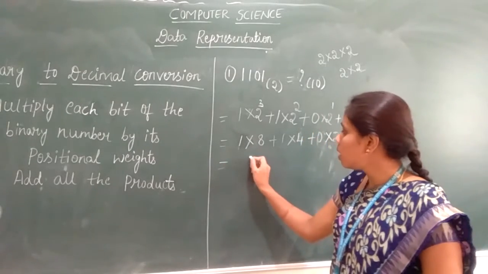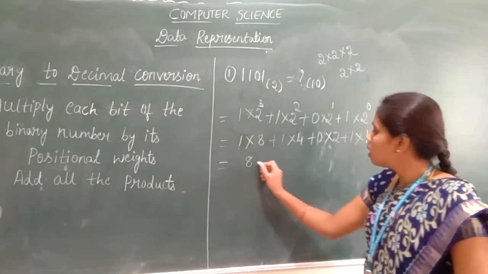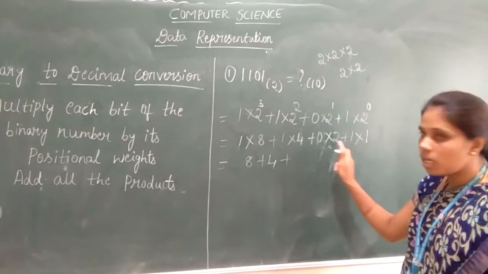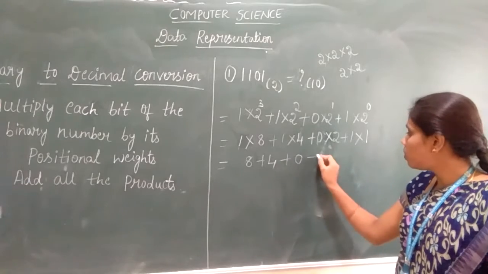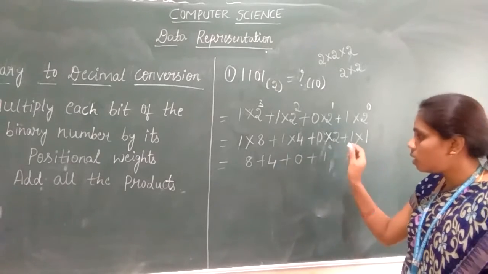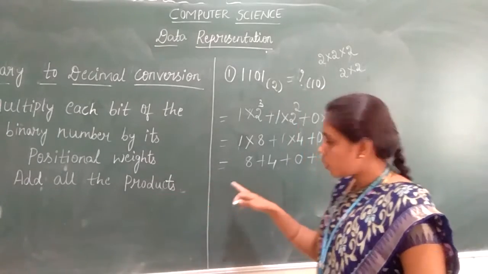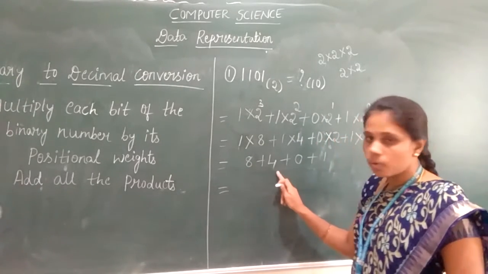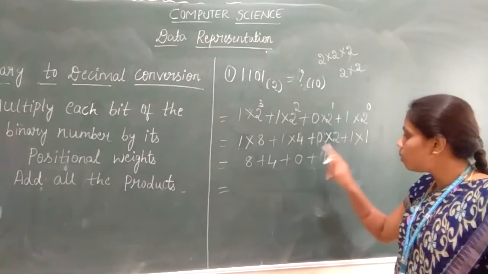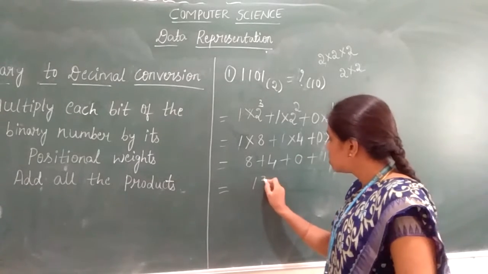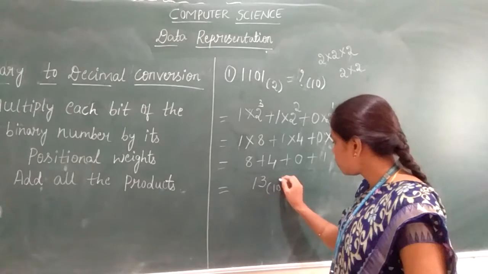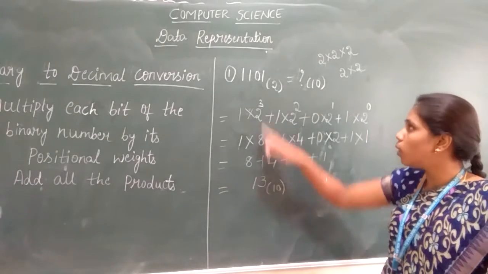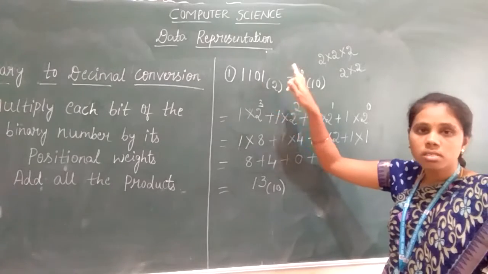Now multiply this. 8 into 1 is 8, plus 4 into 1 is 4, plus 0 into 2 is 0, plus 1 into 1 is 1. Now add all the products. You need to add all the terms. 8 plus 4 is 12. 12 plus 0 is 12, plus 1 is 13. The base is 10. Now this is the decimal equivalent value for the binary 1101.